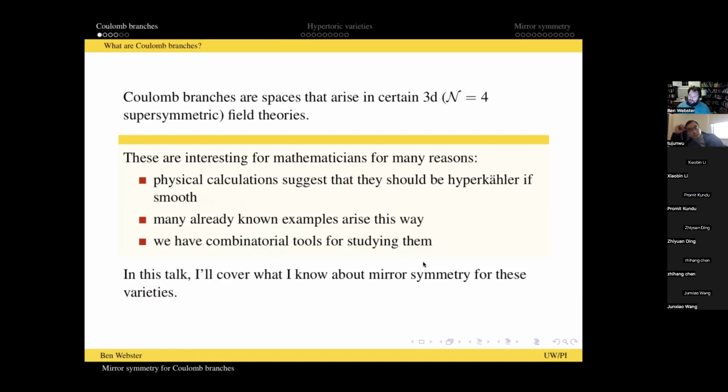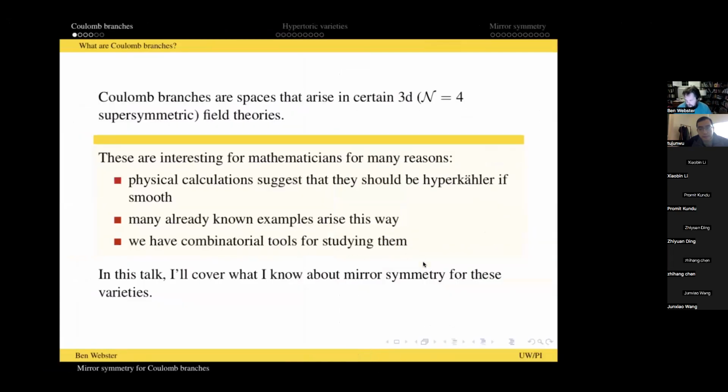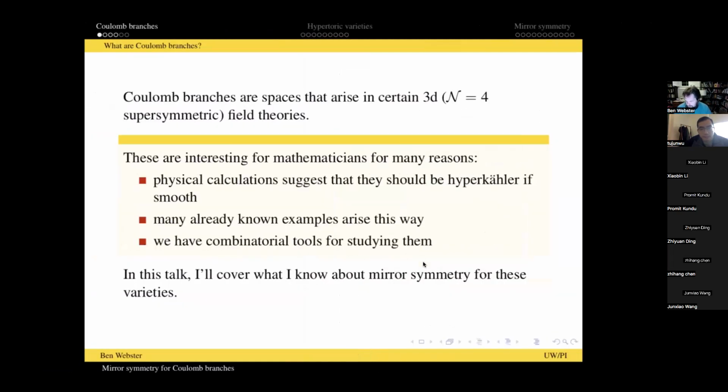All right, so what I'm going to try to cover in this talk is what I know about mirror symmetry for these, as a route into thinking more generally about them. This mirror symmetry is a duality between different Coulomb branches. I'm going to be talking about 2D mirror symmetry for these guys. There's also a 3D mirror symmetry, and this is a potentially confusing point. So what does 2D mirror symmetry mean?